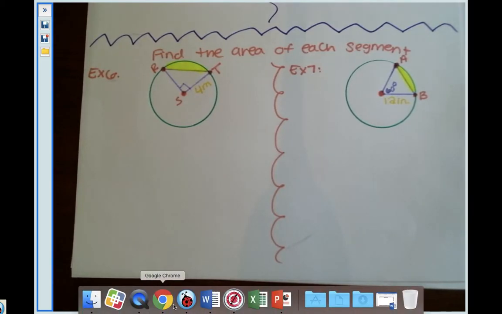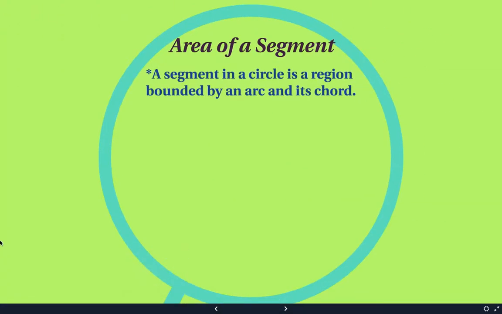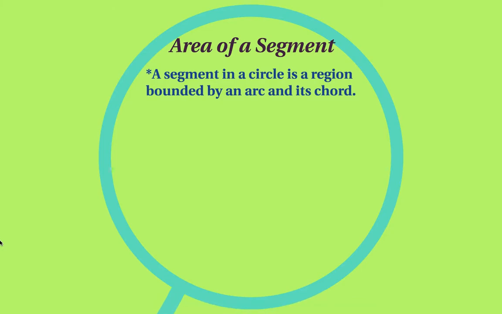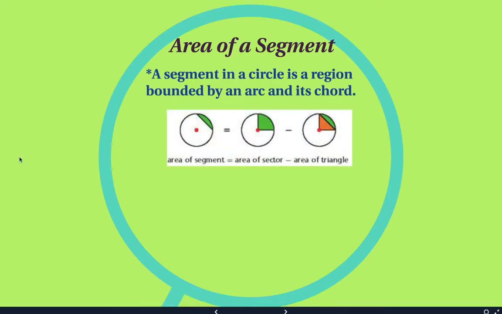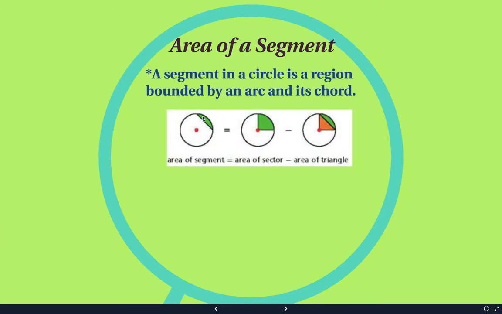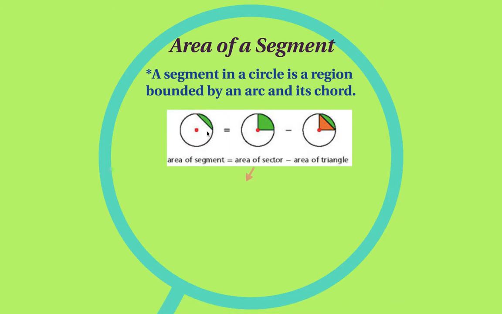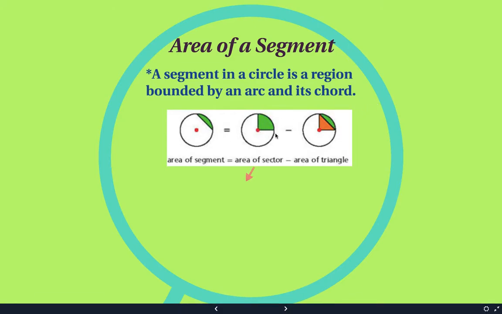So we'll go back to that nifty prezi. Alright, so a segment in a circle is a region bounded by an arc and a chord. So we're going to have an arc and a chord, and it's going to be the region in between the chord and the arc. The way that we're going to find the area of the segment is to find the area of the sector that joins the chord. So if you were to connect the chord right here, we're going to find the area of that sector that surrounds the chord.